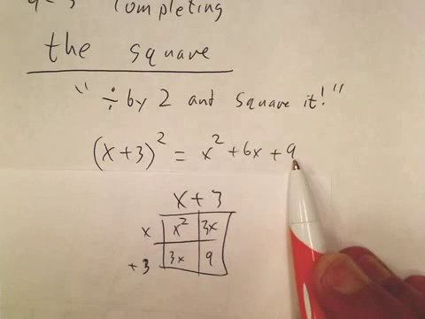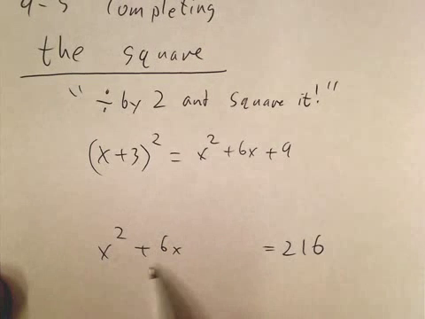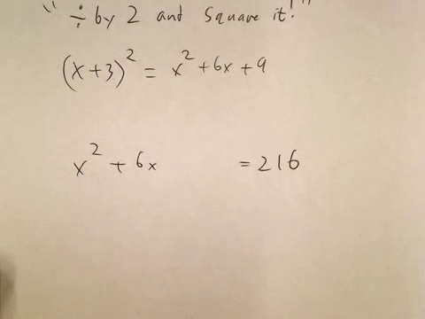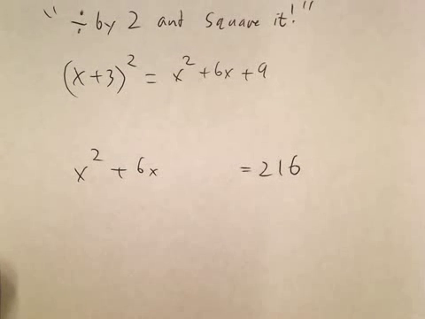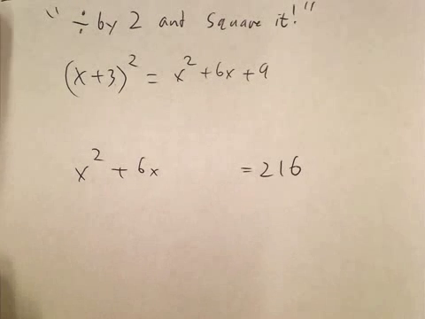Now, it's kind of weird right now, but I'll show you how this works. So, let's say I have this equation: x squared plus 6x equals 216. Okay, and let's say this is something that would not factor easily. I can't really do that. We need another method to solve this equation.